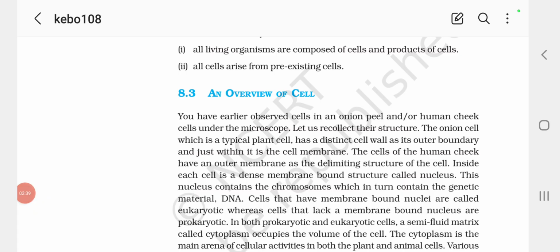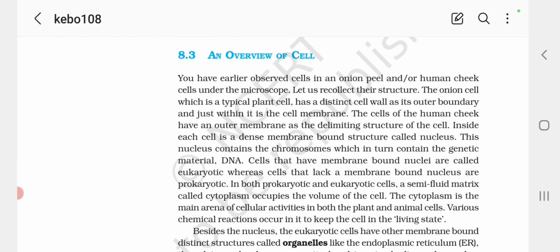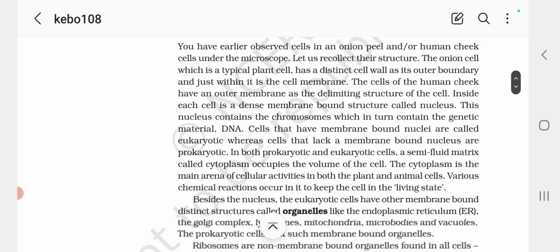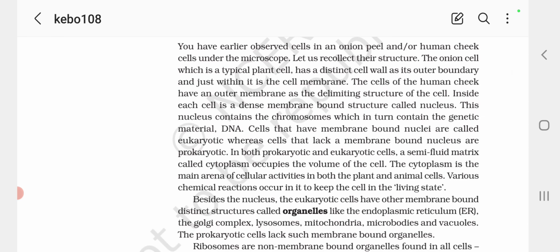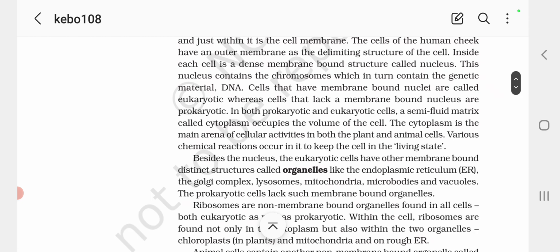8.3, An Overview of Cell. You have earlier observed cells in an onion peel and human cheek cells under the microscope. Let us recollect their structure. The onion cell, which is a typical plant cell, has a distinct cell wall as its outer boundary, and just within it is the cell membrane. The cells of the human cheek have an outer membrane as the delimiting structure of the cell. Inside each cell is a dense membrane-bound structure called the nucleus. This nucleus contains the chromosomes, which in turn contain the genetic material called DNA.